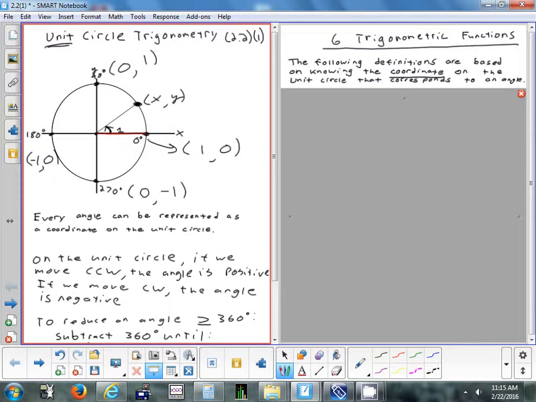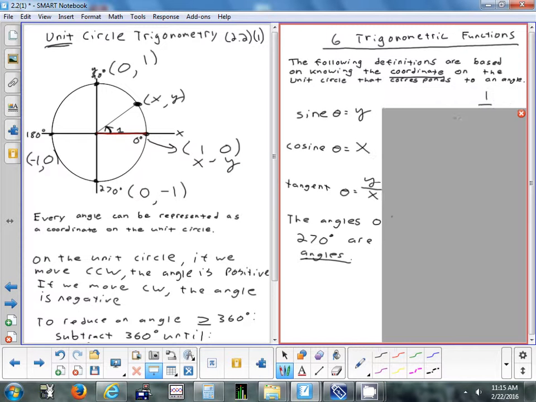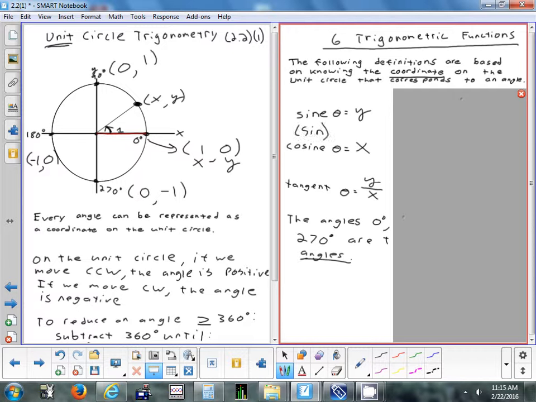Okay, now, each coordinate has an x value and a y value. Once you have those two values, you can find any of the trig functions that you want. Okay, so our first three trig functions are sine, cosine, and tangent. We'll usually see them abbreviated sin, cos, tan.